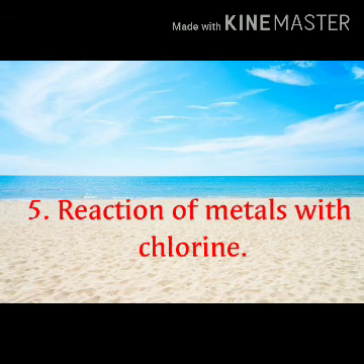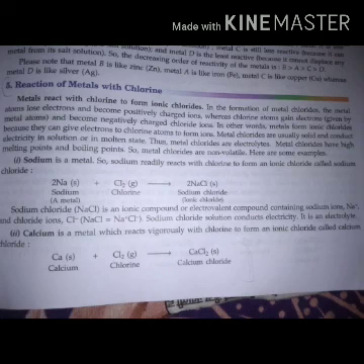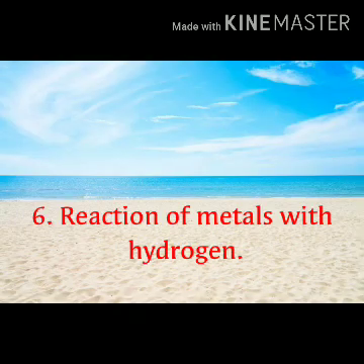Let's take some examples for better understanding. Sodium is a metal, so sodium readily reacts with chlorine to form an ionic chloride called sodium chloride. Sodium chloride is an ionic compound or electrovalent compound containing sodium ions and chloride ions. Sodium chloride solution conducts electricity. It is an electrolyte. Calcium is a metal which reacts vigorously with chlorine to form an ionic chloride called calcium chloride.